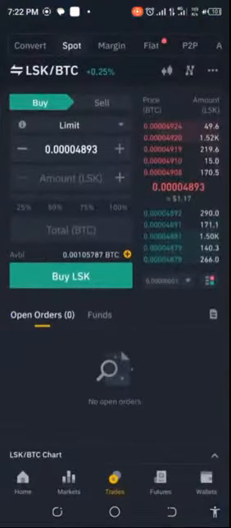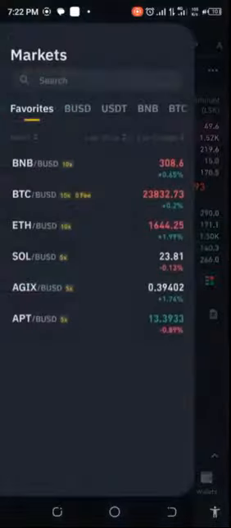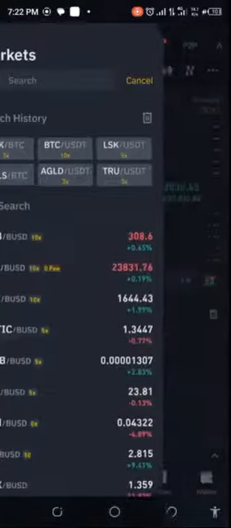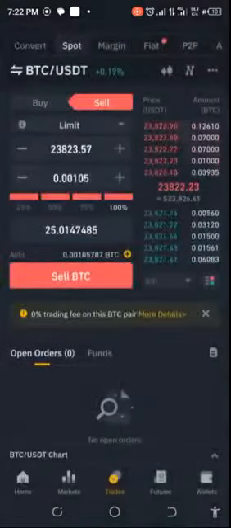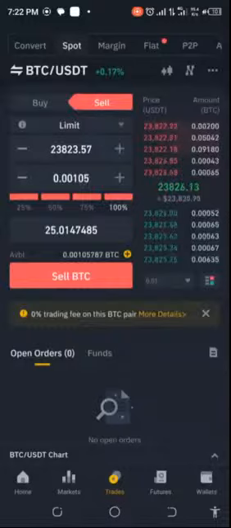I already have changed $25 worth of USDT to BTC. Just for you to cross check on that, if I were to sell this, you can see we have 25.01 USDT here.